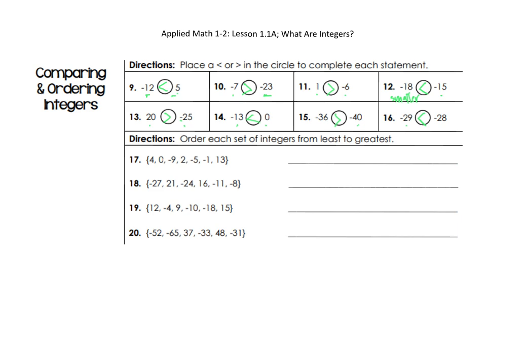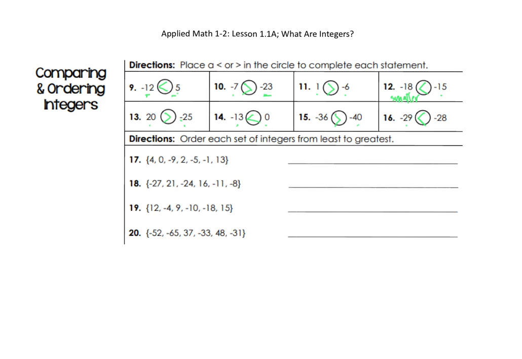Okay, this last section, ordering each set of integers from least to greatest. We would be picturing how they are arranged on the number line. We're going to work left to right as we would on a number line, and that means we're starting by looking for the biggest negative number and then working our way to the next biggest negative number and then to 0 and then increasing as we would normally count.